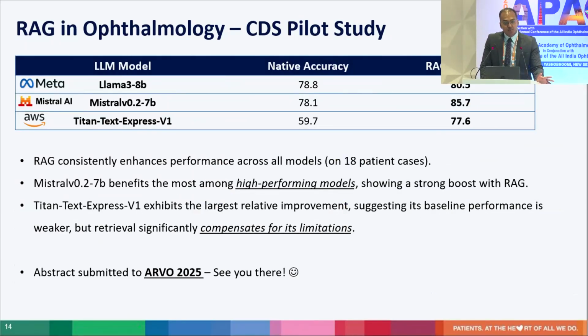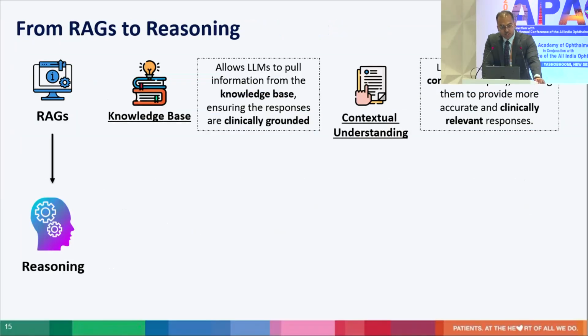These are preliminary results that we tested with Llama 3 8 billion, the Mistral model, and Titan Text Express. The native accuracy is the LLM's native responses, and the RAG accuracy is with the knowledge base of past patient case information. We tested this on 18 patient cases, and Mistral was the better performing model. This work has been submitted as an abstract to ARVO. If you are going to ARVO next month, I hope to see you there and we can discuss this further. But I just wanted to close off.